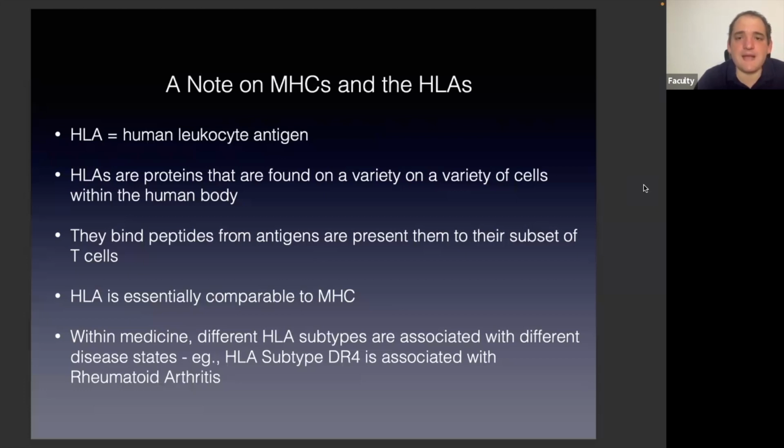Within medicine, there are different HLA subtypes that are associated with different disease states. And this is interesting because we're going to come back to one of the topics that I started the lecture with. A lot of times we think of the immune system as protecting the body, but a lot of times the immune system, if there's a problem somewhere, can also attack and damage the body. I'm saying that different HLA subtypes can be associated with different disease states. I give the example of HLA subtype DR4. That's a specific HLA subtype, just known as DR4, and it's associated with rheumatoid arthritis.